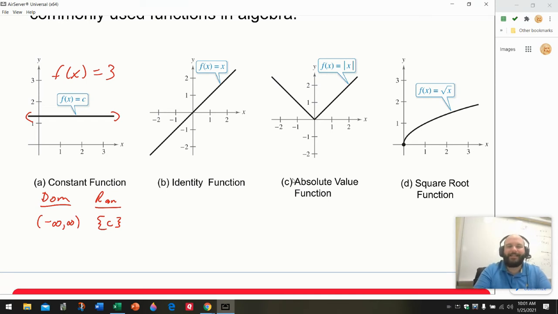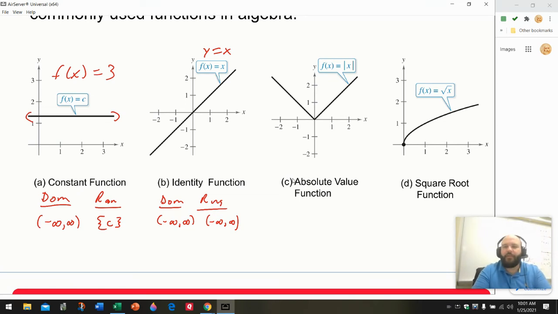Now, the next one is called the identity function. This one is very simple. It is just f of x equals x, or if we weren't using function notation, it'd just be y equals x. What that means is whatever number you put into that function is the number that you get out. That's why it's called the identity function. This one is a little more straightforward as far as the domain and the range go. How far left and right does this go? It goes to the left forever, it goes to the right forever. So the domain is negative infinity to infinity, and the range is also negative infinity to infinity because it goes up and down forever.